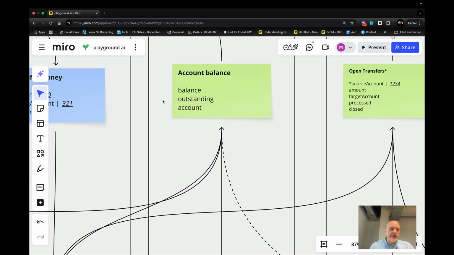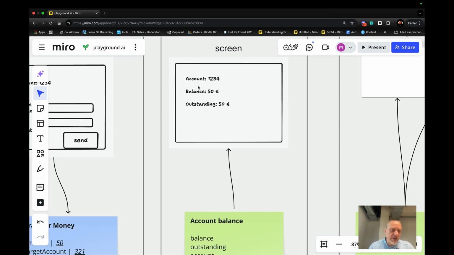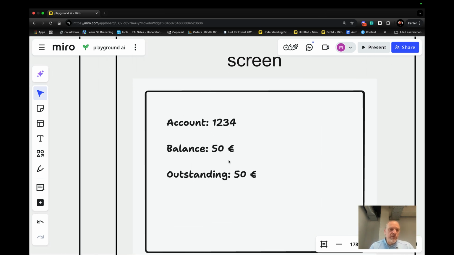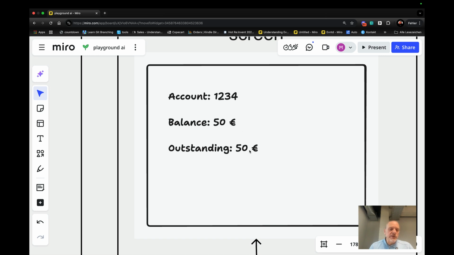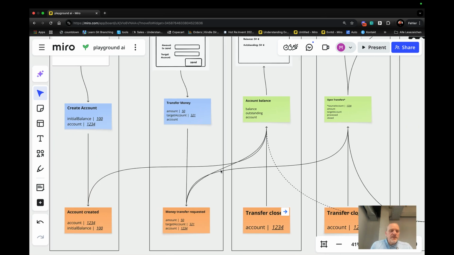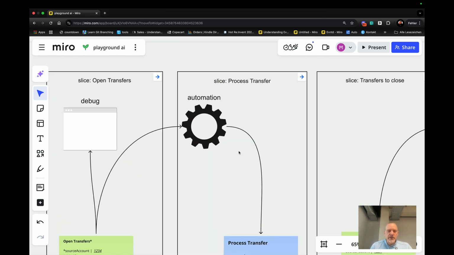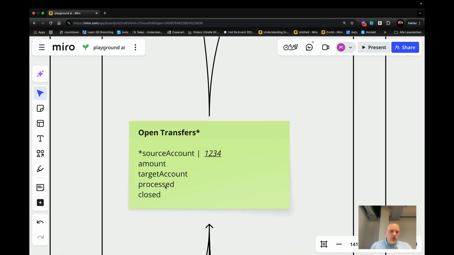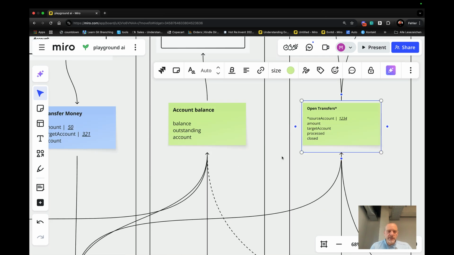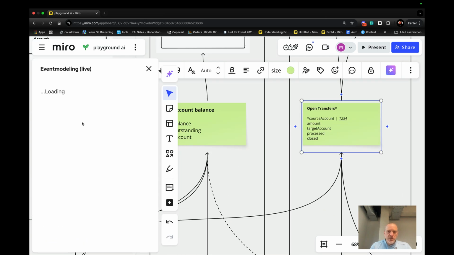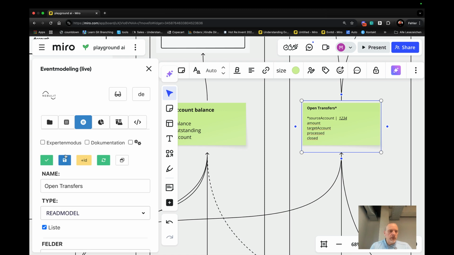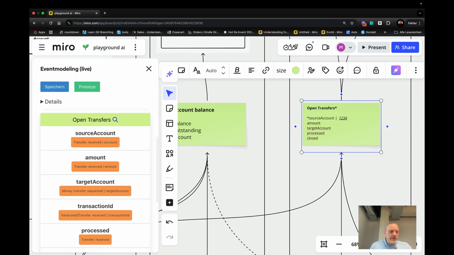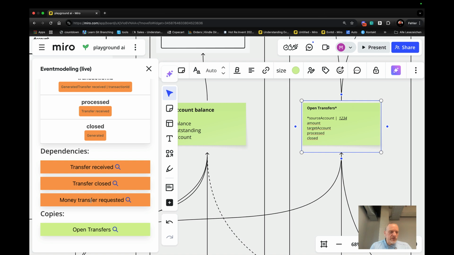So this also allows us to display the outstanding balance, because if we have 100 euro in the account and we request to transfer 50, our balance is immediately reduced, and now we have outstanding or pending 50 euro. But how does the transfer happen now? Well, there is this automation here for transfer processing, which takes the open transfers. So we know all the transfers that are open, and what is the information that gets into the open transfers? This event takes the transfer received, transfer closed, and money transfer requested.